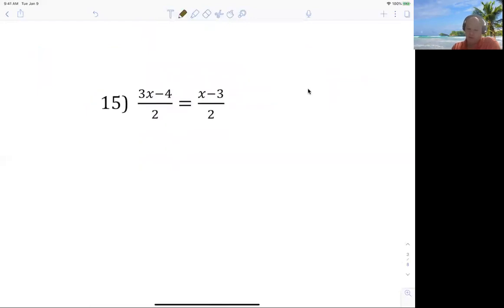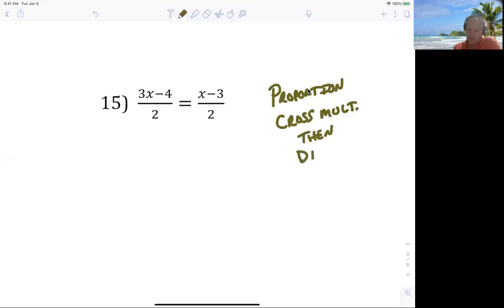Now, we've done this before. This is a proportion, right? How do you solve a proportion? We cross multiply, and then we divide. All right, cross multiply, and then divide. All right, that's traditionally how we do it.